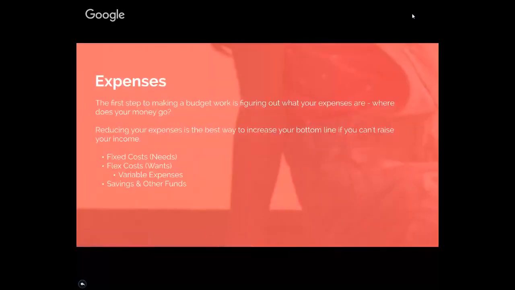So moving forward, going into expenses, the first step to making a budget work is figuring out what your expenses are. Where does your money go? Because if you don't know what your expenses are, your budget's not going to work, because you're going to forget something and then you're going to find yourself in a predicament. And that's the whole process of actually making a budget, whether it's on paper or an Excel sheet or with crayon and pencil or on a dry erase board. As long as it's written down somewhere that you can see on a daily basis.